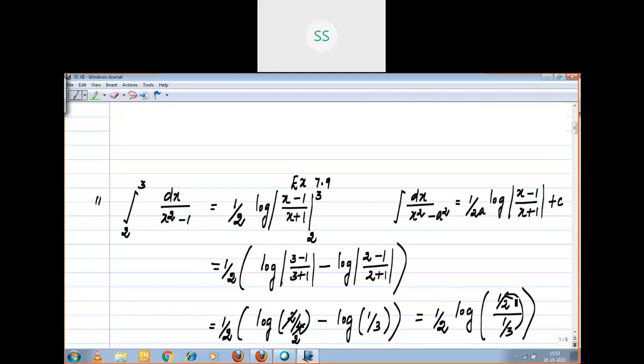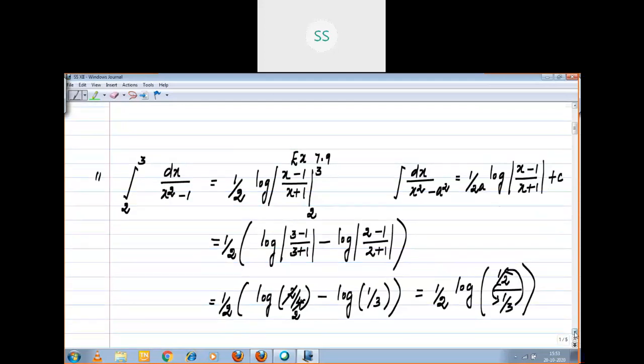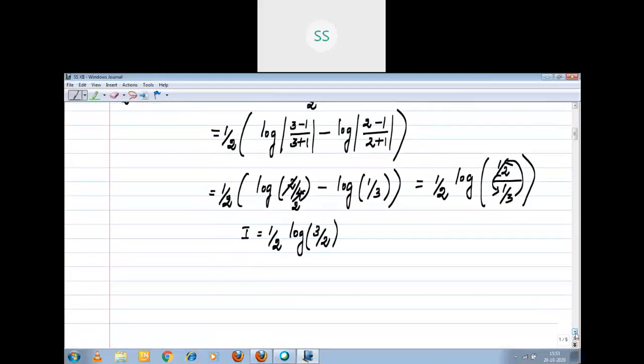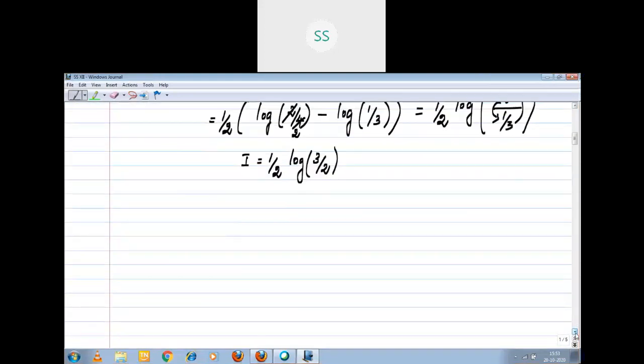Then the 3 will move to the numerator and 2 will come to the denominator, you know. If the numerator and denominator act as a fraction, the result will act as a reciprocal. So I equals 1 by 2 into log of 3 by 2. Either you can put a modulus or bracket, no issue. If it is an indefinite integral, you have to use only modulus. It is a definite integral.